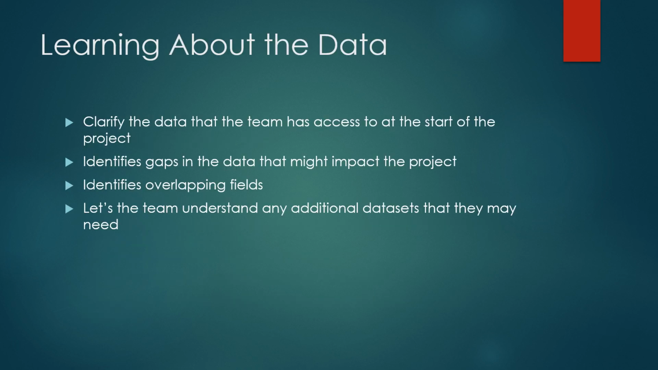Next thing we're going to do is learn about the data. We're going to clarify the data that the team has access to at the start of the project. We'll identify any gaps in the data that might impact the project, any fields that we might be missing, or any places where we actually have the field, but the field is empty. And we'll identify any overlapping fields, where we might have duplicate data or data that's telling us the same thing.